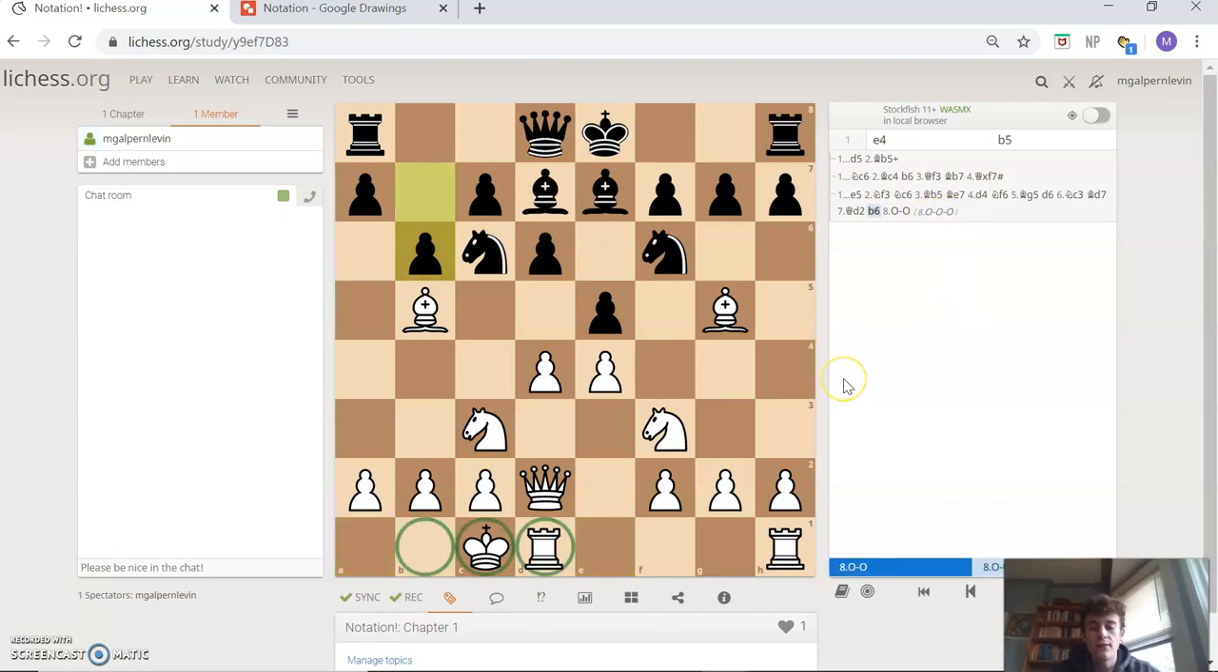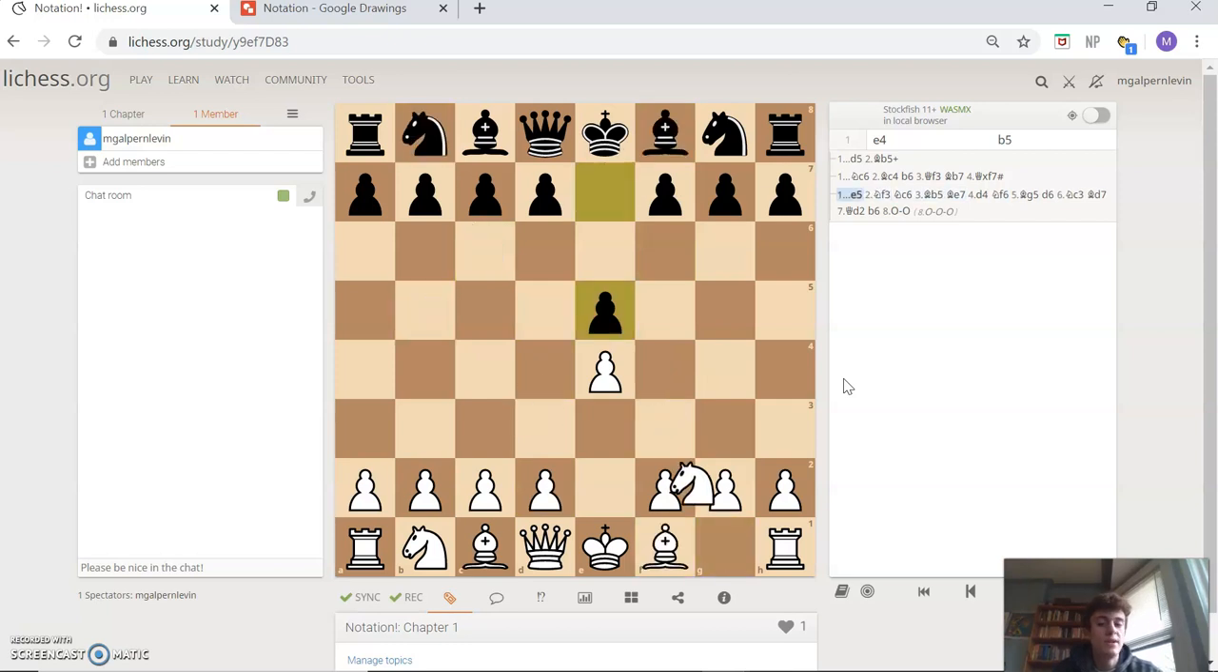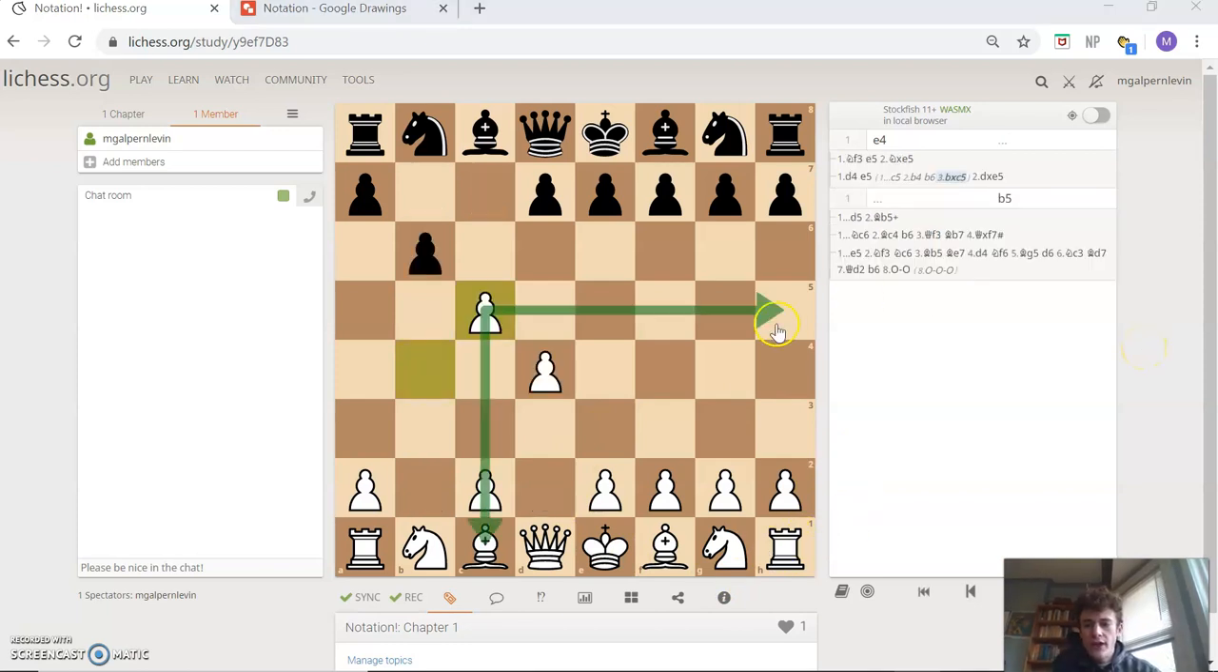So I know this is a lot of information to take in all at once. We've got our pieces, how to spell them using the first letter. We've got naming all these random squares all over the board. We've got our checks, our captures, our checkmates, and now we have our castles. But one more thing, guys, that is important to add.